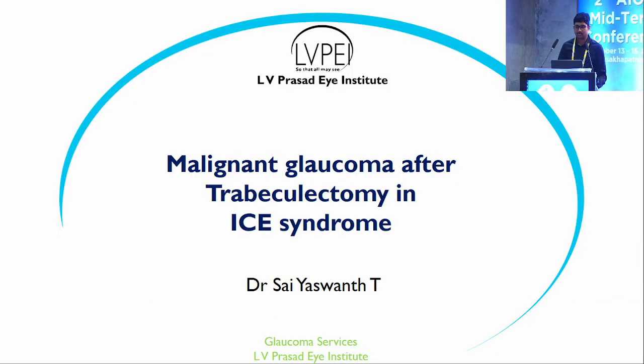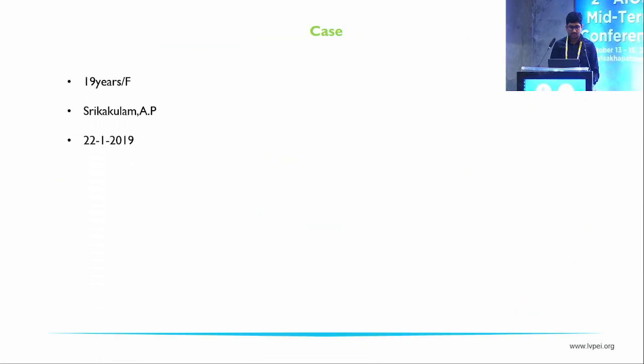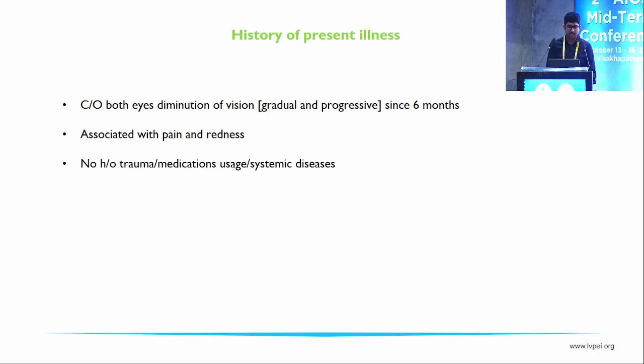Namaste and good evening everyone. I want to present today about malignant glaucoma after trabeculectomy in ICE syndrome. Coming to my case, a 19-year-old female from Andhra Pradesh visited for the first time in 2019, complaining of diminution of vision in both eyes, gradual and progressive in nature for 6 months, associated with pain and redness. There was no history of trauma, medication usage or systemic diseases.